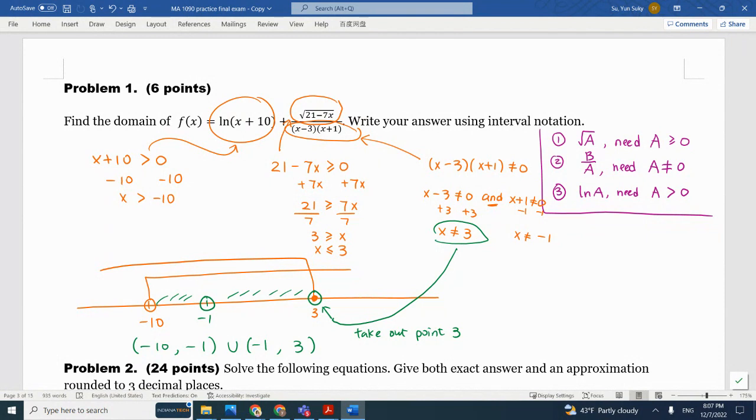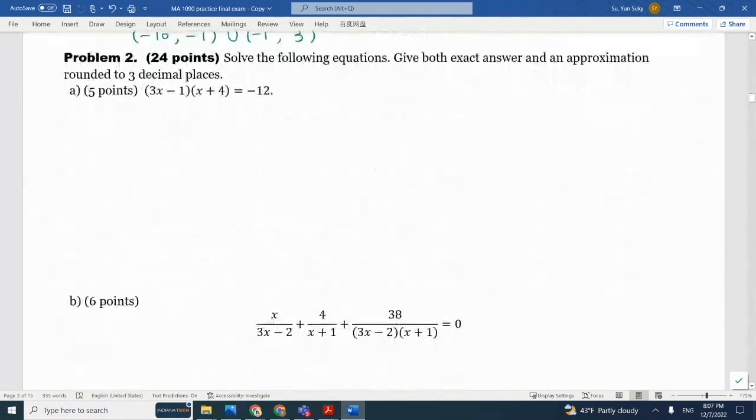Thank you. Then we keep going. Problem 2. Solve the following equations. Give both exact answer and approximations rounded to 3 decimal places.